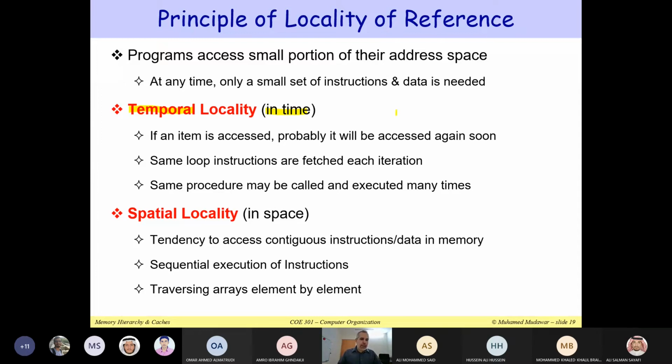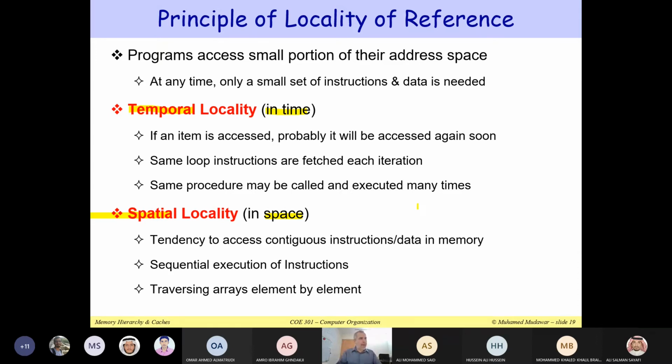On the other hand, we have spatial locality. It means that we have locality in space, which means that there is a tendency to access contiguous instructions and data in memory. For example, if the program fetches an instruction at a given address, then there is a high chance that it's going to fetch the next instruction in memory, unless, of course, it jumps or it branches. But typically, the instructions are sequential in memory, and therefore we have this kind of sequential execution of the instructions.